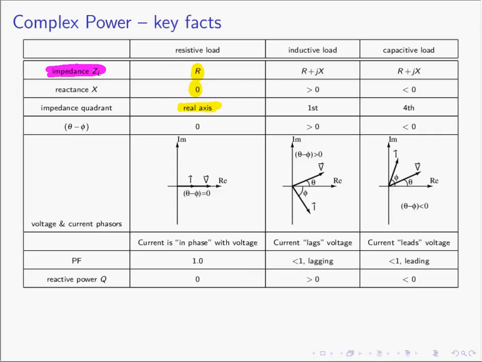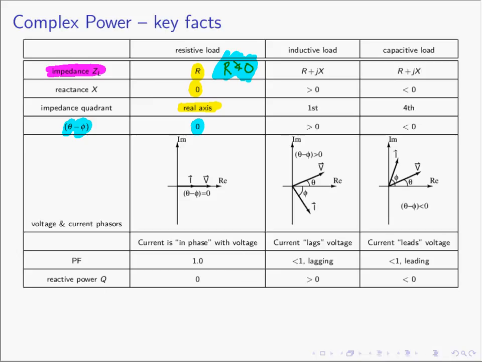Also, since the impedance of a resistor is really R angle 0, we know that theta and phi are going to be the same value because the impedance of the resistor is not going to change phi and theta. So theta minus phi is going to be equal to 0.